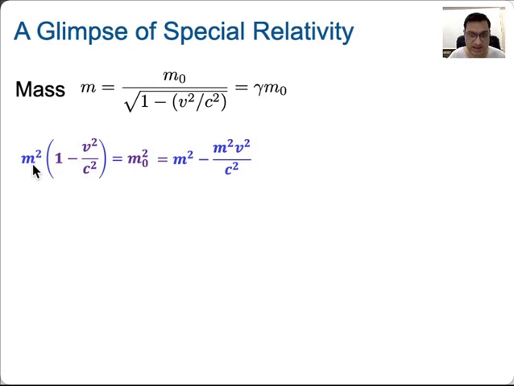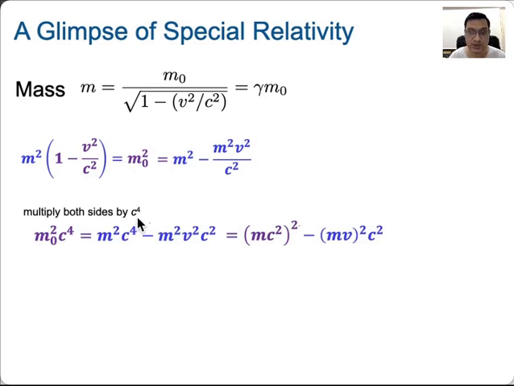Now I can take this m square inside this bracket. So first I will get m square, then I will get m square v square over c square. Now I can multiply the whole quantity, left hand side and right hand side, by c to the power 4. So first I will get m0 square times c to the power 4, and here I will get m square times c to the power 4 minus m square v square c to the power 4 divided by c square. So in total I will get c square.